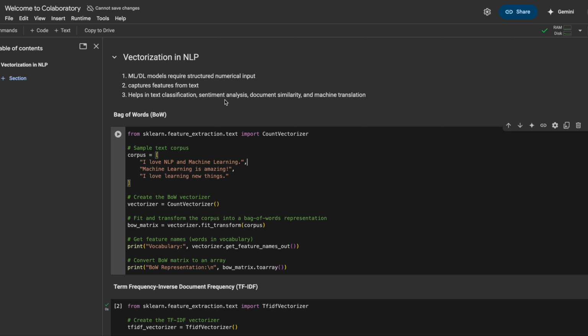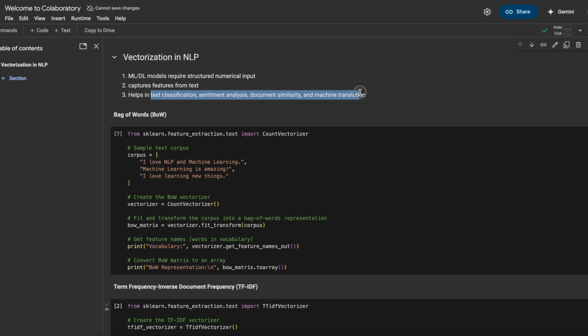What is the need of vectorization? Text is unstructured data, and ML or deep learning models require structured numerical input. Vectorization captures features from text such as term frequency, importance, and relationships. It helps in various NLP tasks like text classification, sentiment analysis, document similarity, and machine translation.